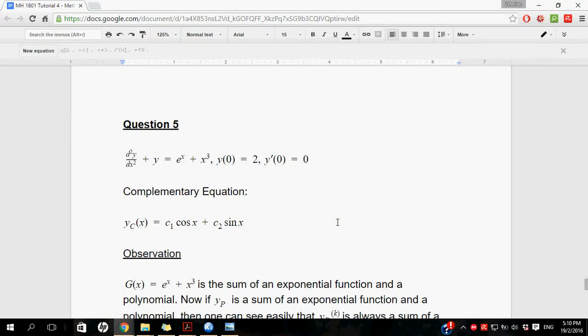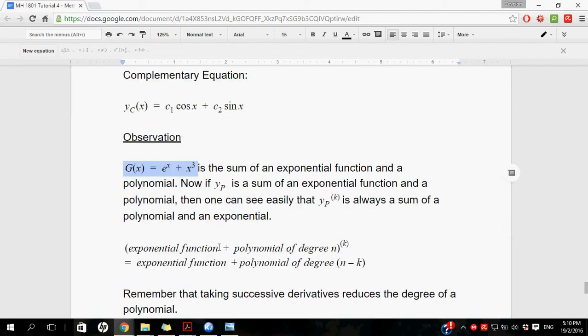Question 5 of tutorial 5. Here is our differential equation. Solving the complementary equation will give us yc, c1 cosine x plus c2 sine x. In this case, g of x is the sum of an exponential function and a polynomial of degree 3.